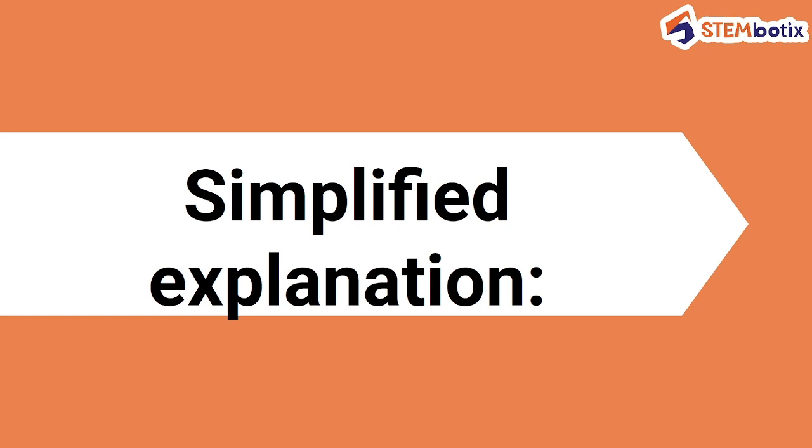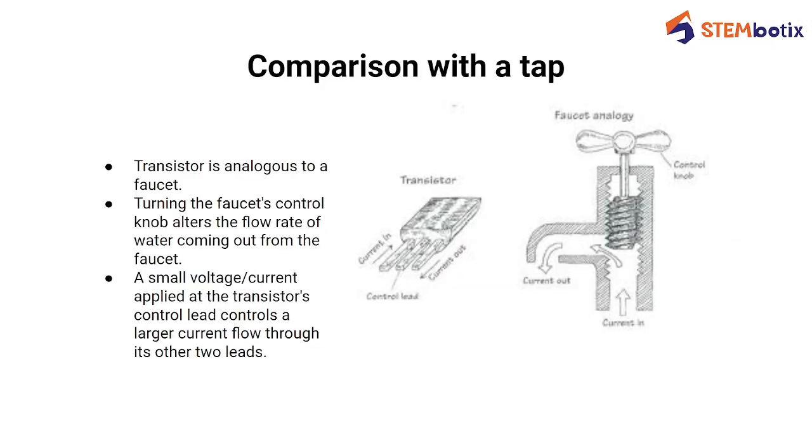Now let's see a simplified explanation. You can compare a typical transistor with a tap, a tap we use in our house from which water flows. So a transistor is analogous to a faucet. Turning this control knob alters the flow rate of water coming from the faucet. By controlling this knob you can control the rate of water flowing through this output.